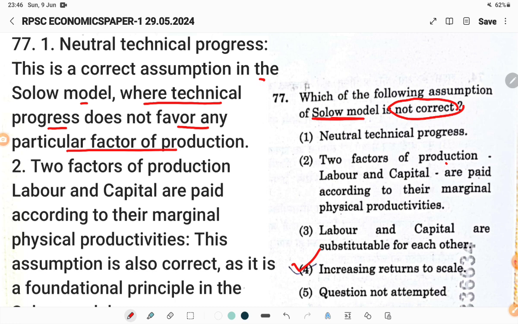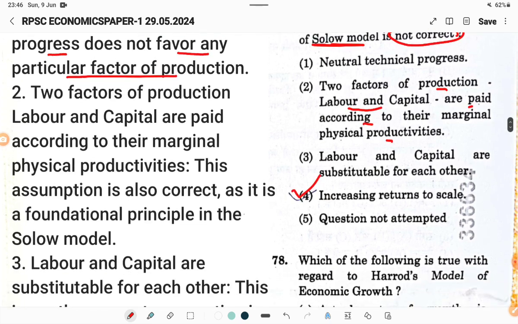Two factors of production, labor and capital, are paid according to their marginal physical productivities. It's also a right statement or right assumption here. Two factors of production, labor and capital, are paid according to their marginal productivity. This assumption is also correct, as it is a foundational principle in the Solow model.